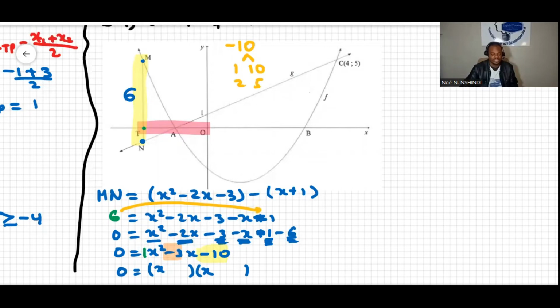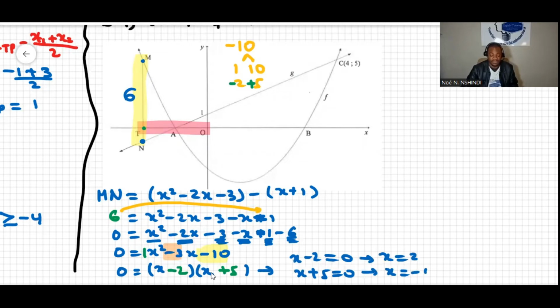Now let's see which couple will. 1 and 10 will never make negative 3, but negative 2 and positive 5 will. If I put negative 2 over here and positive 5 there, then x minus 2 is 0, or x plus 5 is 0. So this will make x equal to 2, or x equal to negative 5. Now we have the two solutions here.